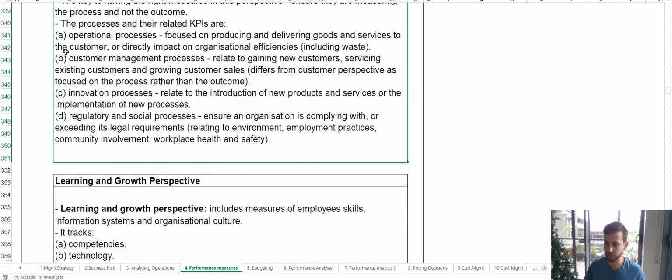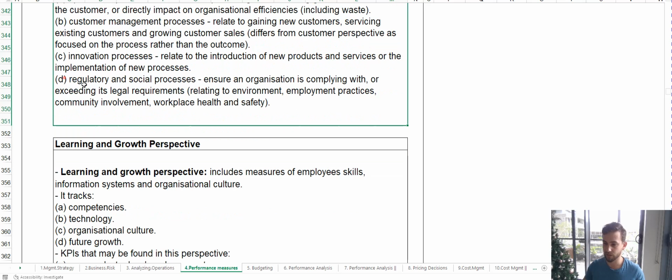C, innovation processes relate to the introduction of new products and new services, or the implementation of new processes. And then D, regulatory and social processes ensure an organization is complying with or exceeding its legal requirements, e.g. environmental rules, employment practices, community involvement, workplace health and safety, and so forth.